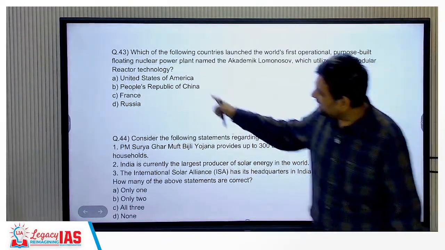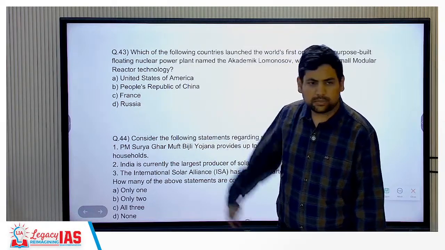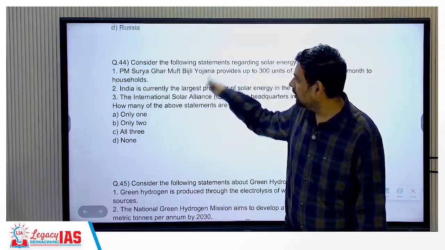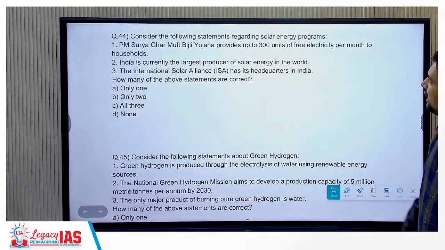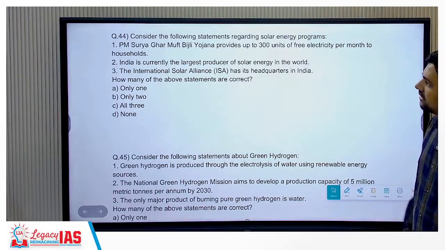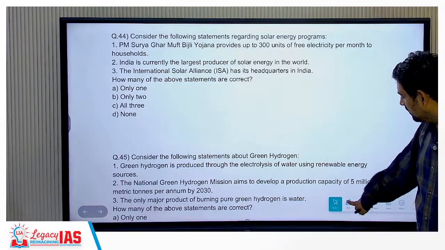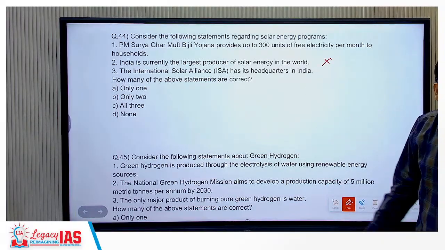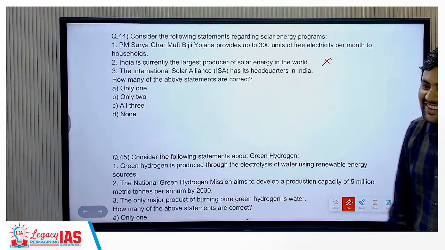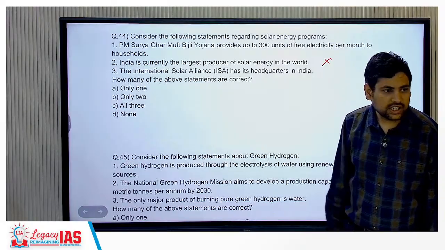Okay, all others have also tried and they are ready with their prototypes, but they have not deployed it yet. Okay, then this is PM Surya Ghar Muft, provides up to 300 units of free electricity per month. Yes. Then India is currently the largest producer of solar energy in the world. No, I think we are 4th, 5th largest. 3rd. Okay, 3rd. Then the International Solar Alliance has its headquarters in India.